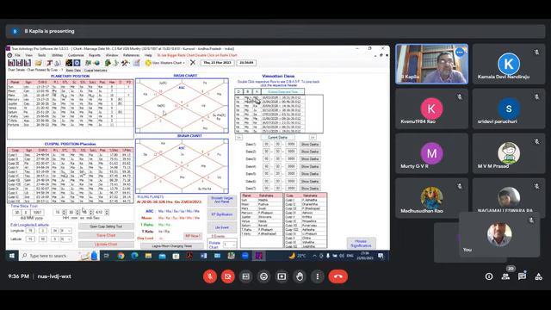Now, if you look at Sun through Jupiter, it is linked to 7 and 11. Am I right? Yes, sir. Right? 7 and 11. Sun through Saturn, Ketu through Saturn is linked to 5. Ketu through Jupiter is linked to 7 and 11. Am I right or not? Yes, sir. And Mercury is giving us 7.